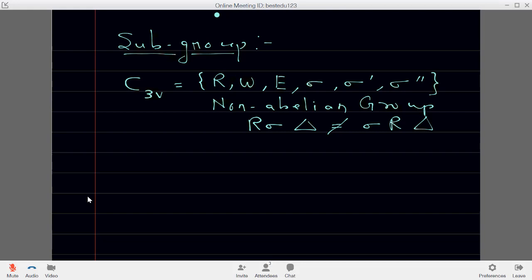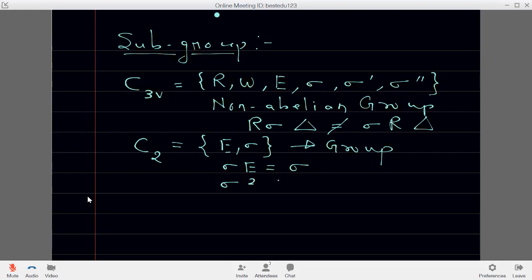So let me make one called C2. I make C2 by just keeping these elements E and sigma. So this is a group by itself. You can check it. How? If you multiply sigma and E, you get sigma. And if you apply sigma squared to the equilateral triangle, I think you will get identity.